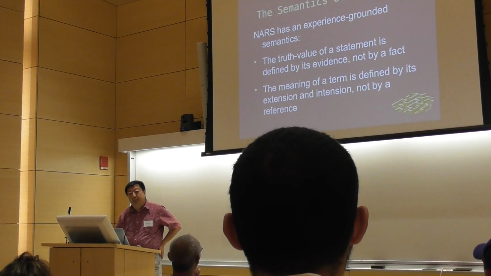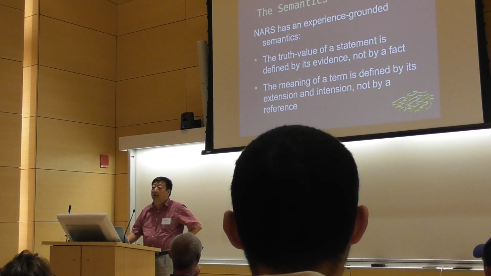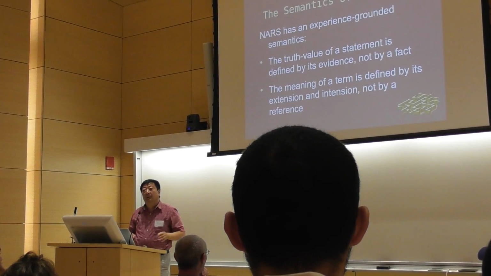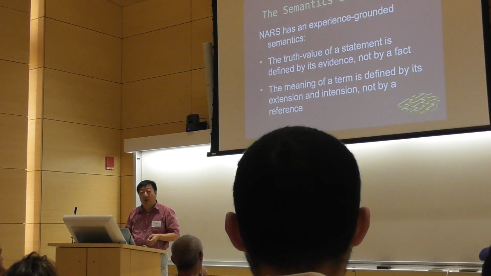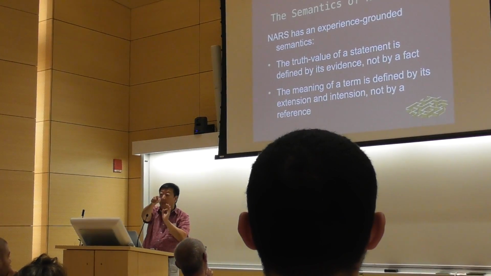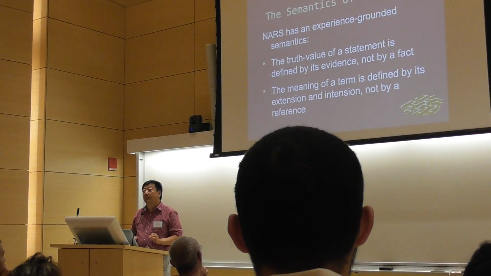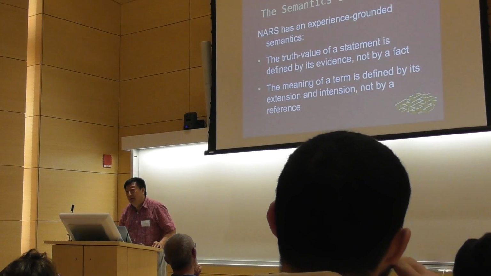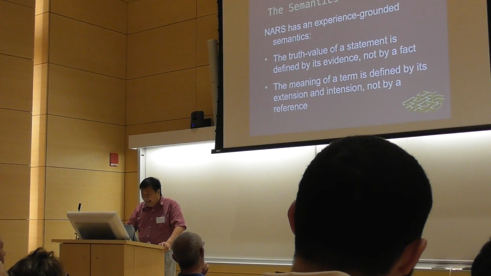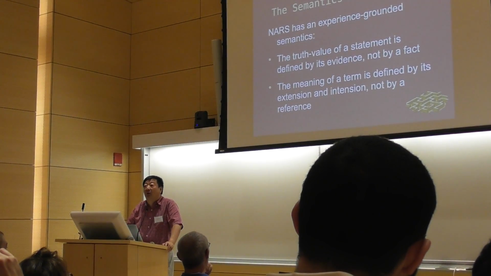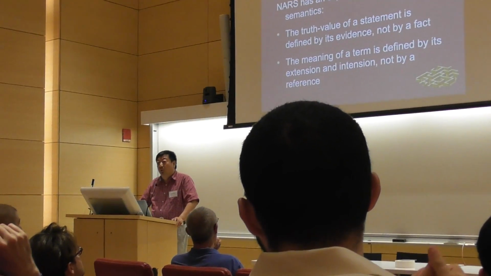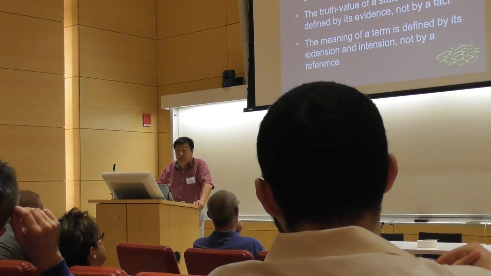The same thing about meaning. Traditionally, in model theoretic semantics, the meaning of a word is its reference in a world. Okay? There's an object where this term or this symbol is just the name of that object, and that object gives this symbol its meaning. No, that's not what this system does. In this system, the meaning is defined by nothing but the extension and intension, which I just defined, of a term, which is the experience relation between that term and the other terms.